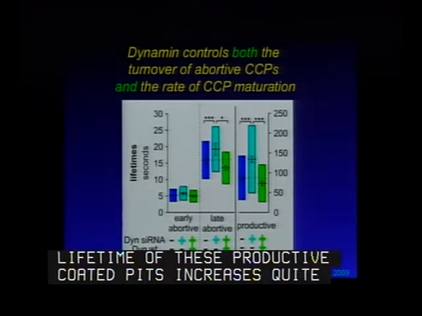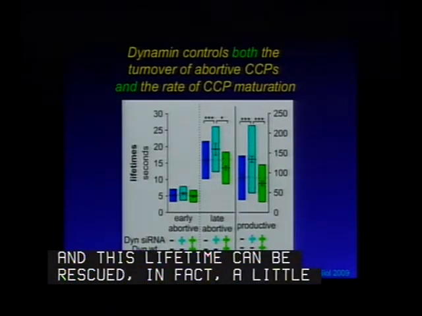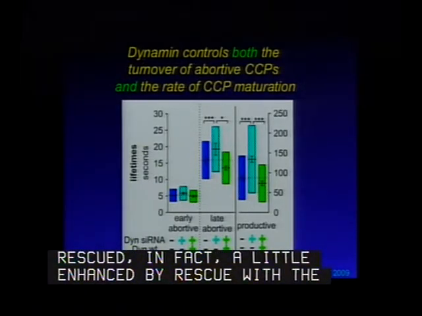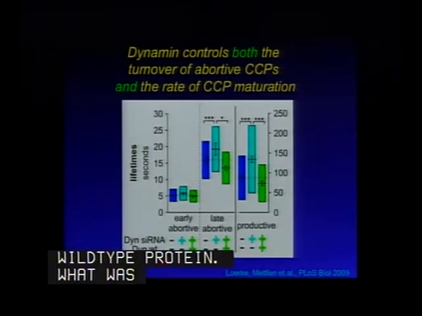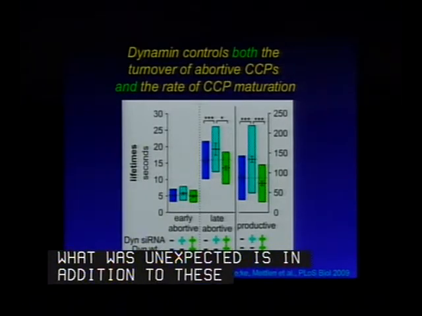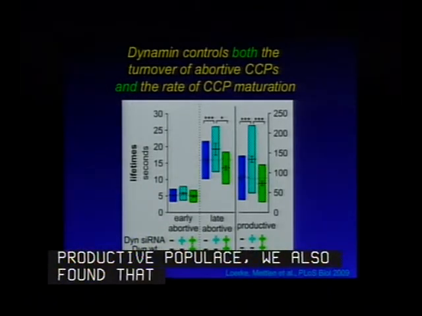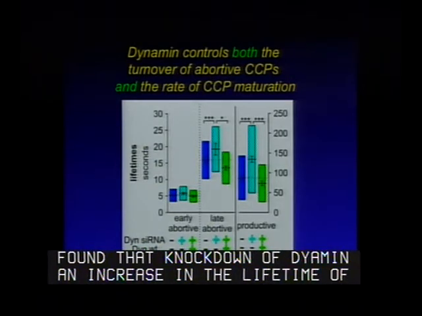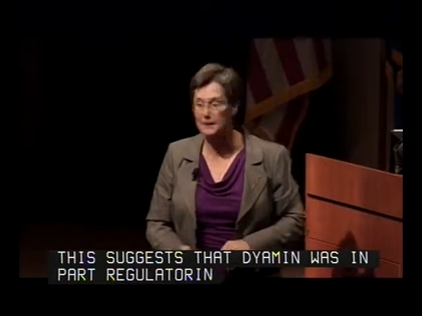And this lifetime can be rescued, in fact, a little bit enhanced, by rescue with the RNAi-resistant dynamin wild-type protein. What was unexpected is, in addition to these effects on the productive population, we also found that knockdown of dynamin caused an increase in the lifetime of these abortive coated pits. So this suggests that dynamin was in part regulating the turnover of these early endocytic intermediates.